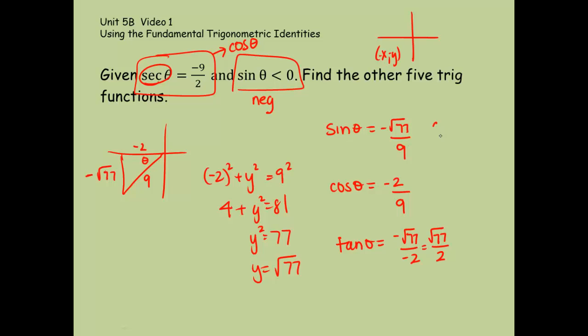Now I'm going to go ahead and I'm going to have to rationalize some of these. So the cosecant of theta is going to be 9 over root 77, and it's negative, which becomes negative 9 root 77 over 77. Secant was given to us as negative 9 over 2. And my cotangent is the reciprocal of my tangent, so that is, after rationalization, going to be 2 root 77 over 77. And that one is also positive because both the x and the y are positive. Alright, doing great.